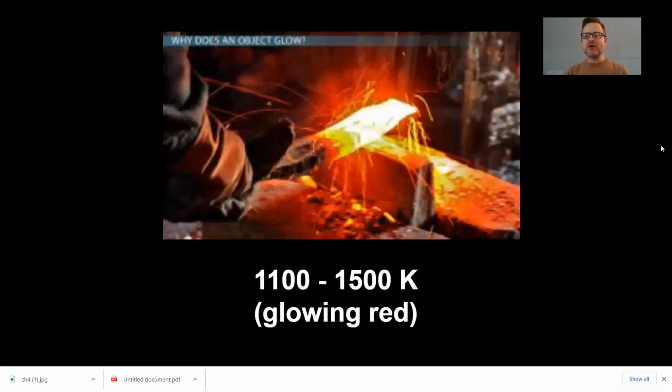Okay, so I want to make a quick distinction about color and glowing. This is a blacksmith who's heating up a piece of iron, I assume. This piece of metal is glowing red.